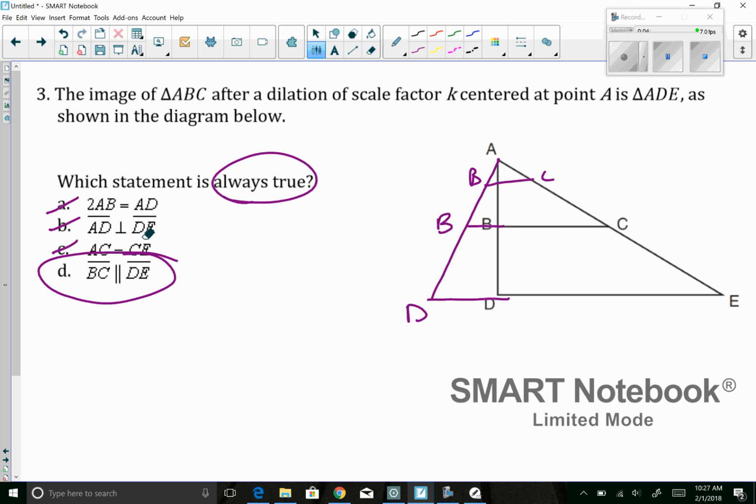The only one that's always true is that no matter where I draw BC, even if I draw it down here, it would still be parallel to that base. Otherwise, they wouldn't be a set of dilated figures.